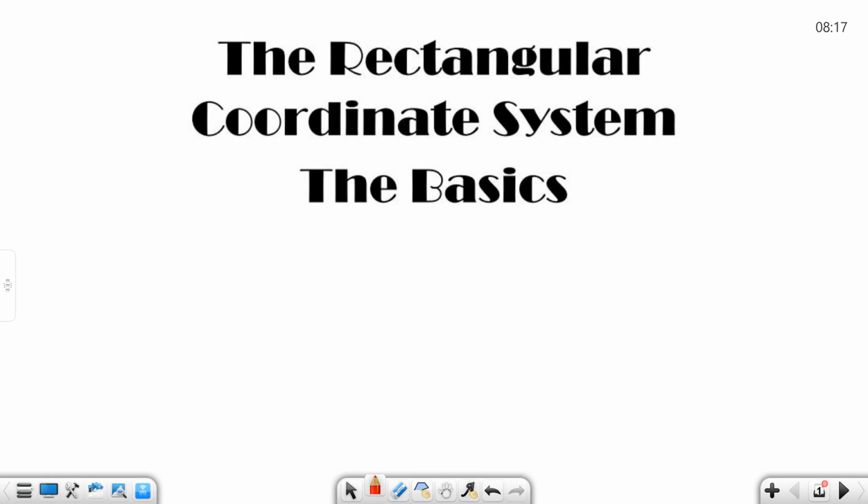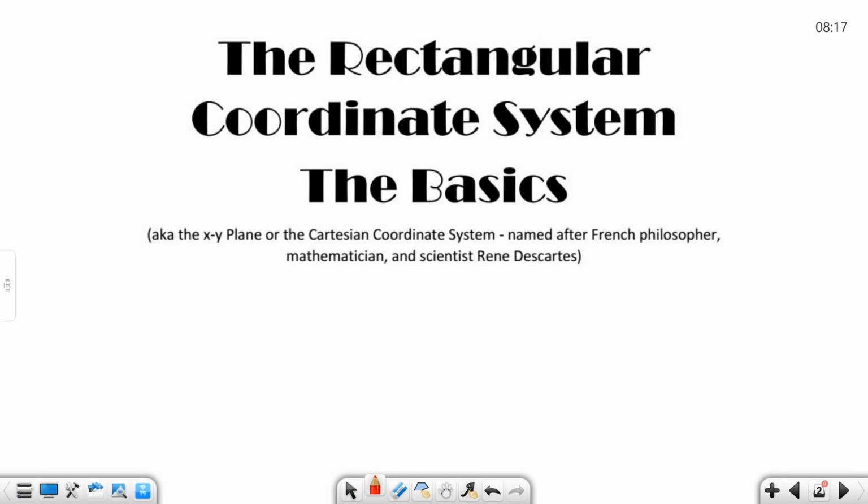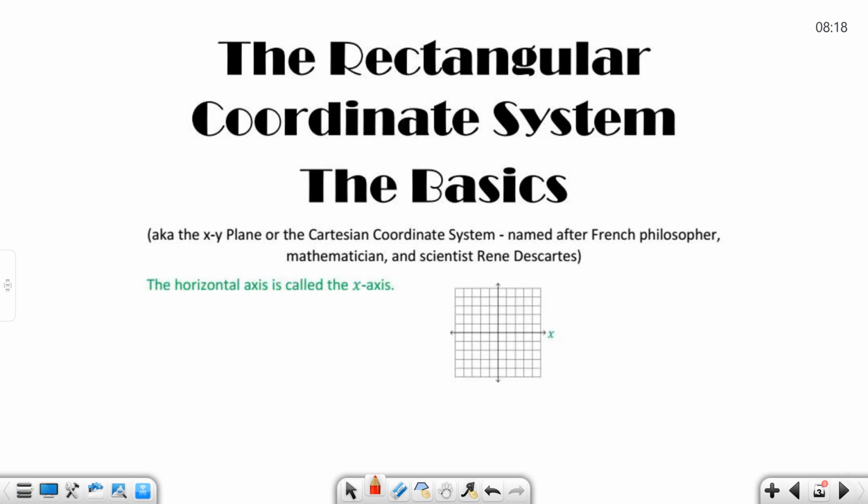The rectangular coordinate system, the basics, and I mean the very basics. This is also known as the XY plane or the Cartesian coordinate system. It is named after French philosopher, mathematician, and scientist René Descartes. So the Cartesian coordinate system is what it is often called.